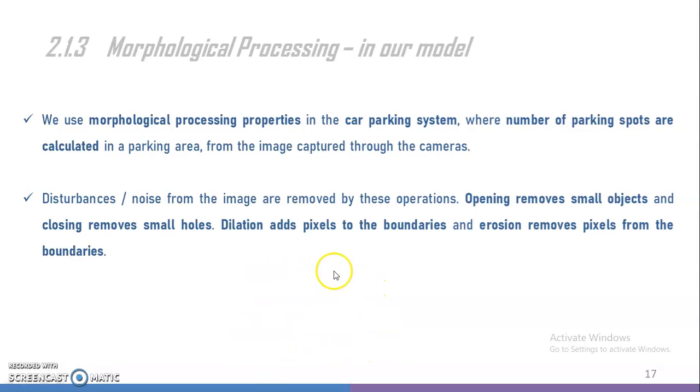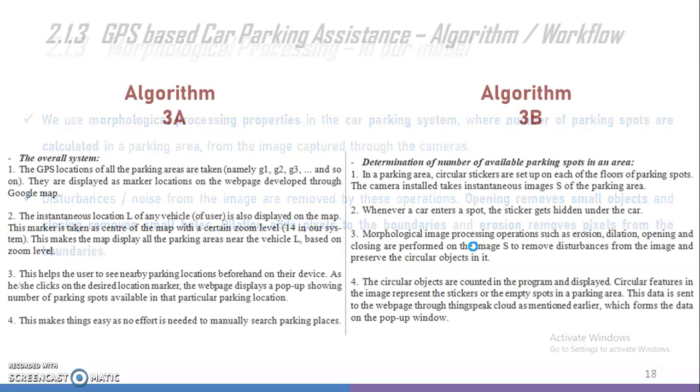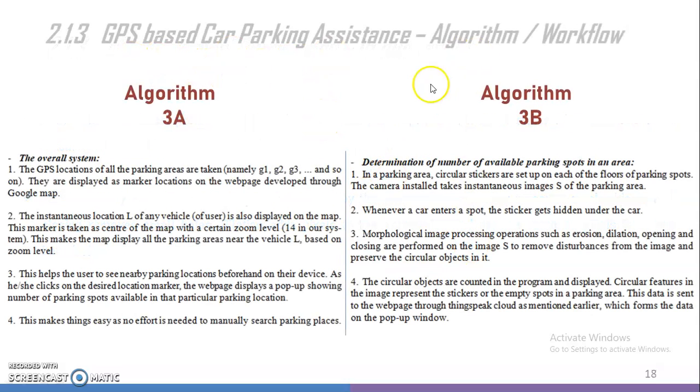If some pixels get added by light or in the binary image, like noise or disturbance, the boundary element part, this dilation and erosion can take care of that. Now this is the GPS based car parking assistance, where we have considered the technique of morphological processing.